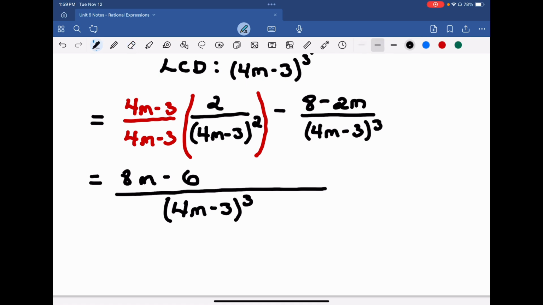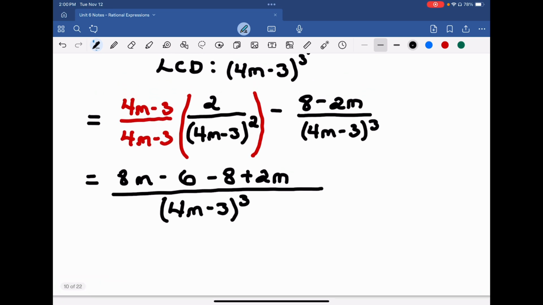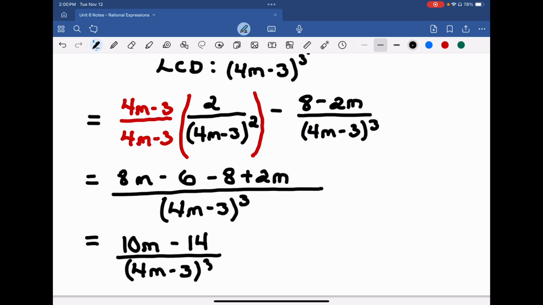Perfect. And then for my second one, there's a negative that goes to both of these terms. So this negative applies to both of these. So it's going to become negative 8 and then plus 2m. Now what we're going to do from here is just simplify this into one numerator with like terms. 8m plus 2m is equal to 10m. Our negative 6 and negative 8 give us negative 14. And then this is all divided by the 4m minus 3 all cubed. Awesome. Now, there's only one thing we could do potentially here, and that would be remove a common factor in the numerator, because I want to keep it in the factored form for the denominator.